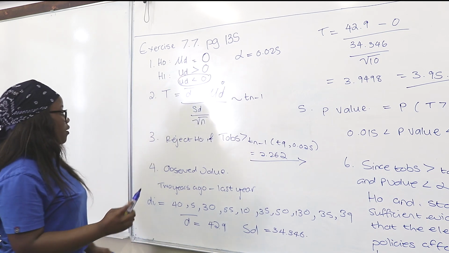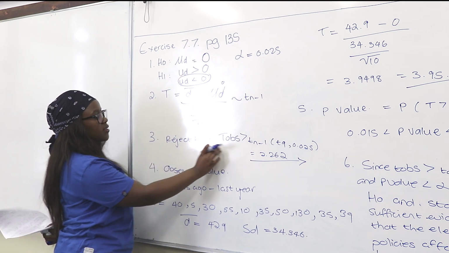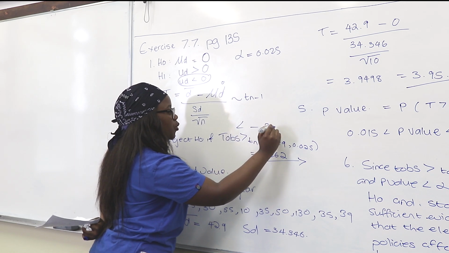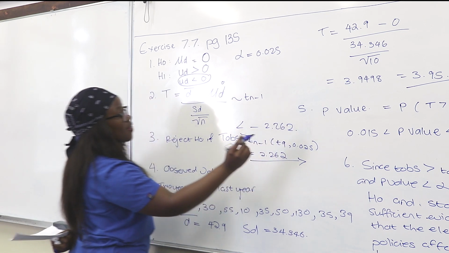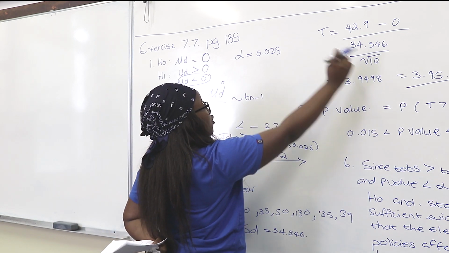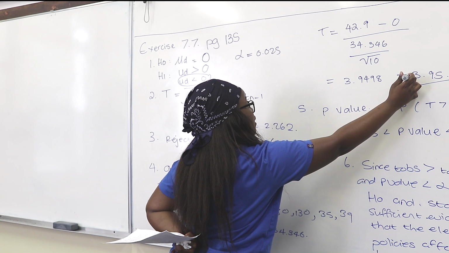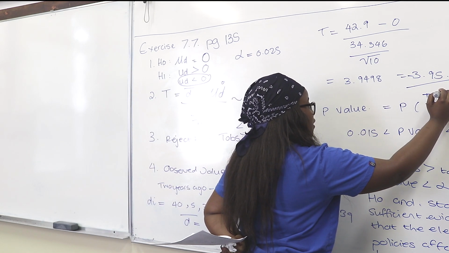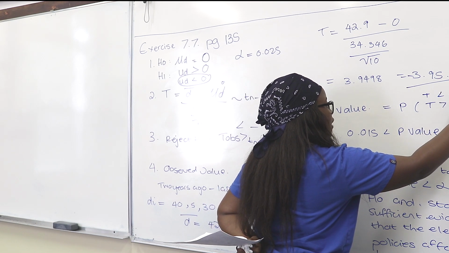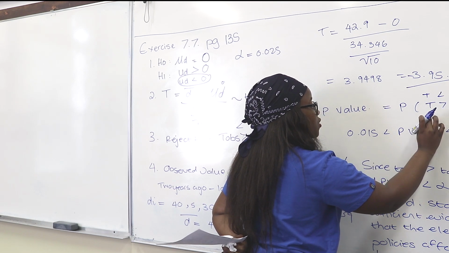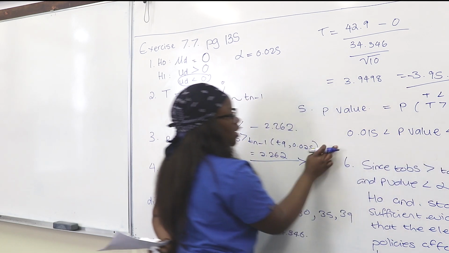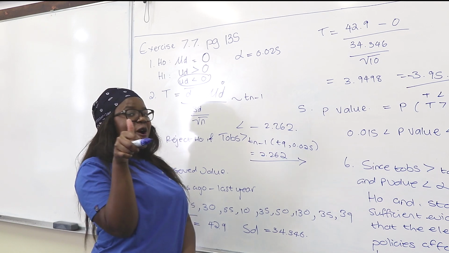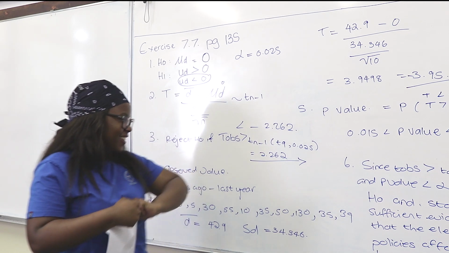Correct. And then you'll find that you reject H0 if T observed is less than negative 2.262. And you'll find that your T observed is actually going to be negative as well. And your T is going to be less than negative 3.95. And then you'll change your sign to get T greater than 3.95. But you're going to get the same p-value at the end. Yeah. Okay.